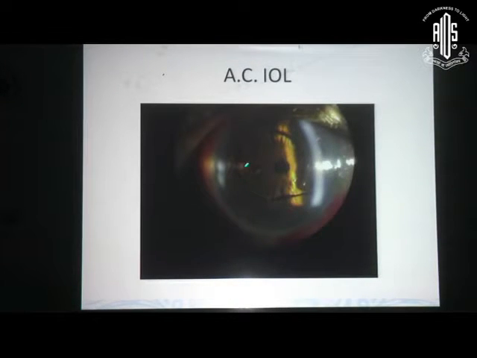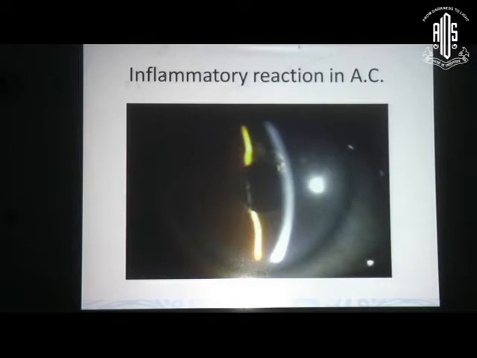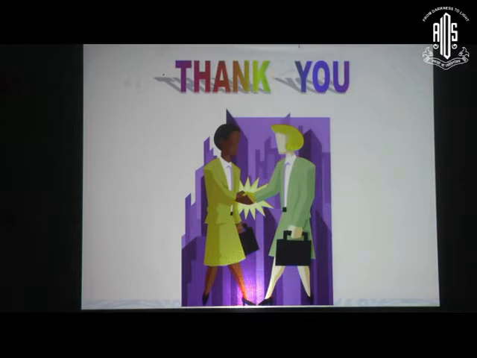The anterior chamber lens can be demonstrated very clearly. The inflammatory reaction, you can see the pigments on the endothelium of the cornea and the swelling of the cornea, which is very clearly seen over here with some amount of cellular reaction. These were a couple of the first day pictures which we had taken.